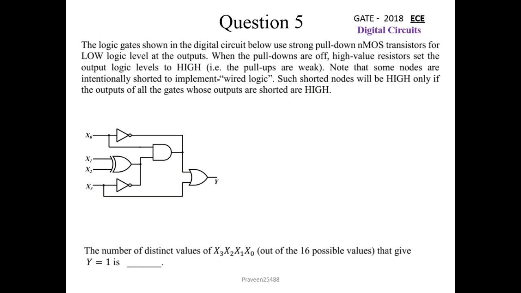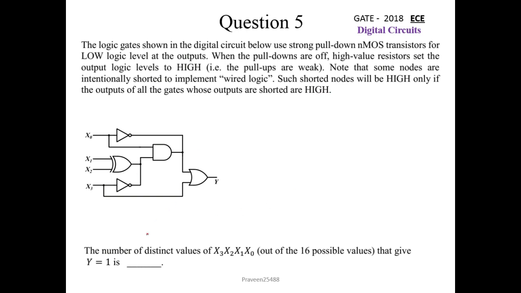Now the next question we have: the logic gates shown in the digital circuit below use strong pull down NMOS transistors for low logic level at the outputs. When the pull downs are off, high value resistors set the output logic levels to high, that is, the pull ups are weak. Note that some nodes are intentionally shorted to implement wired logic. Such shorted nodes will be high only if the outputs of all the gates whose outputs are shorted are high.